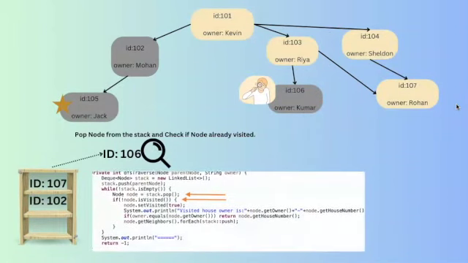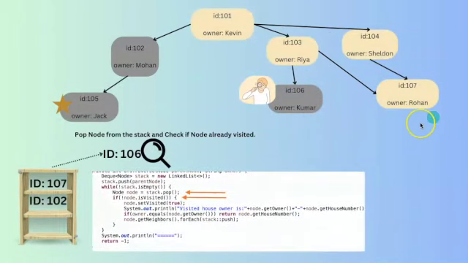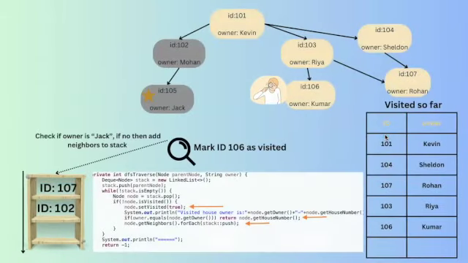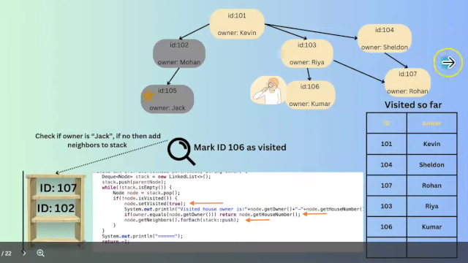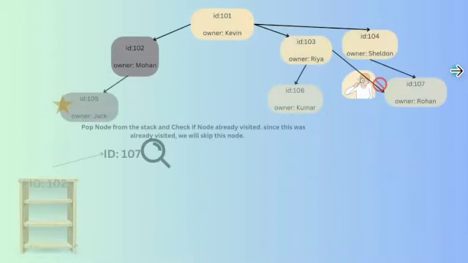Once this is done, the code will pop the next item from the stack. Now we see the first available from the stack is 106, and the code starts working on that now. It checks first whether this was already visited or not. Since it was never visited, it enters the loop and marks the node as visited, and then checks whether the owner is Jack or not. Since it is not, it continues, and this has no neighbors to add as well. So currently you can see here that 101 to 106 are visited nodes.